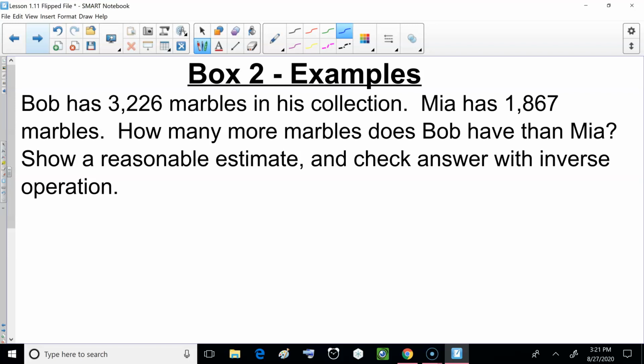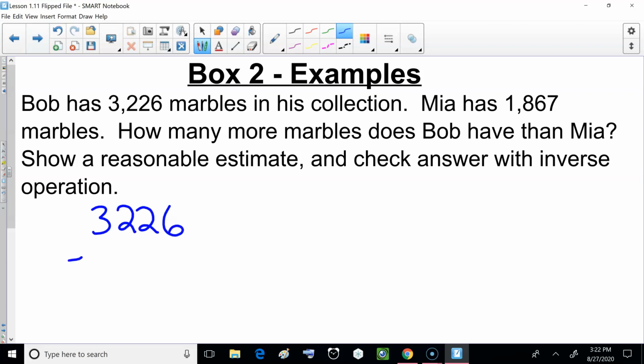So am I adding here or am I subtracting? I'm reading the problem again, because now that I know what the question is and I've read a little bit about it, I want to think, am I adding or am I subtracting? Bob has 3,226 marbles in his collection. So here's Bob's big collection. Maya has 1,867 marbles. So she has a collection, but it's a little smaller. How many more marbles does Bob have than Maya? So they want to know, Bob obviously has more, but they want to know how many more. So I'm going to subtract. So I'm going to write my problem first.